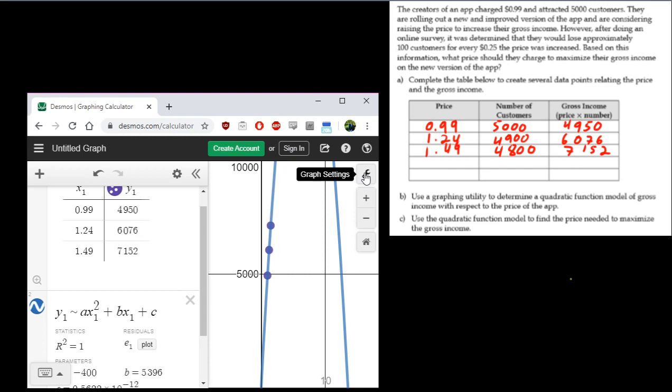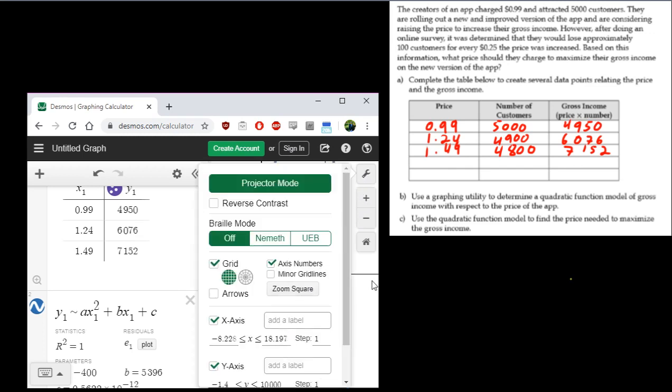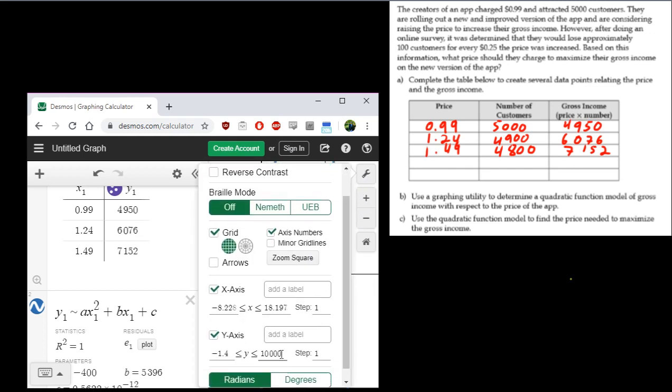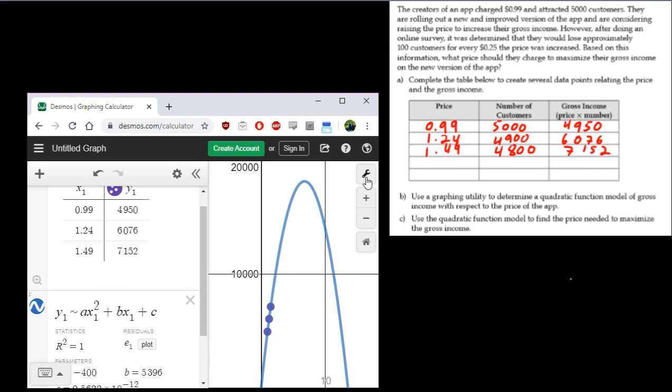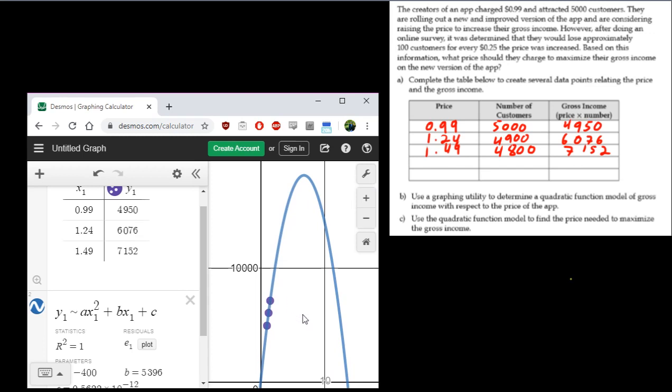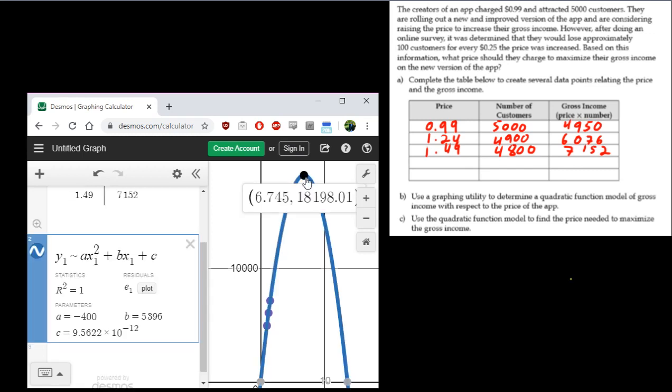Let's go back to our graph settings, back down to our y's, and I think I'm going to make this 20,000 now. Let's see what we get. Hey, we get this beautiful quadratic here. That's really good for us. So let's go ahead and put this on our work. Let's get a couple of points here, here, and here.